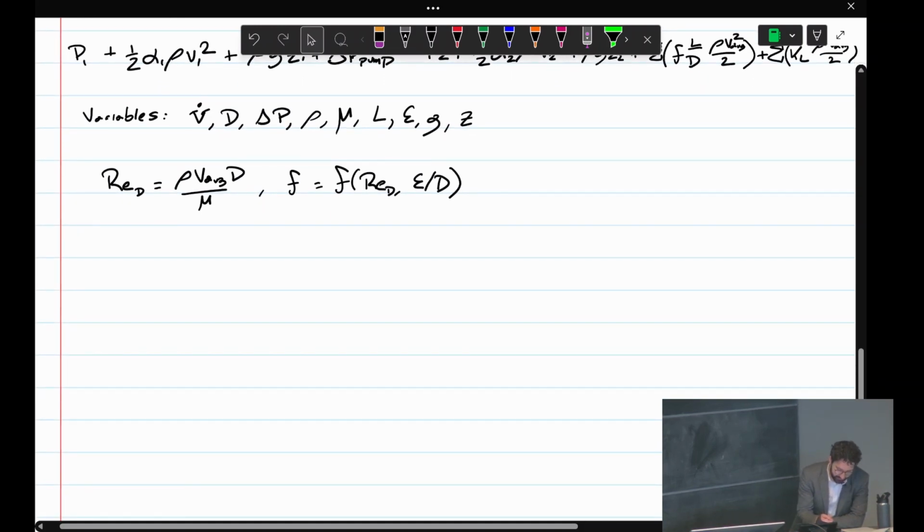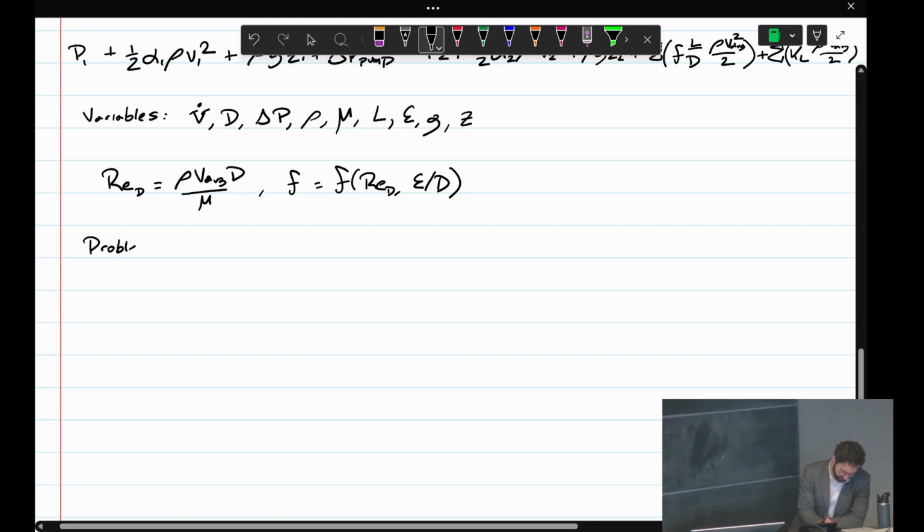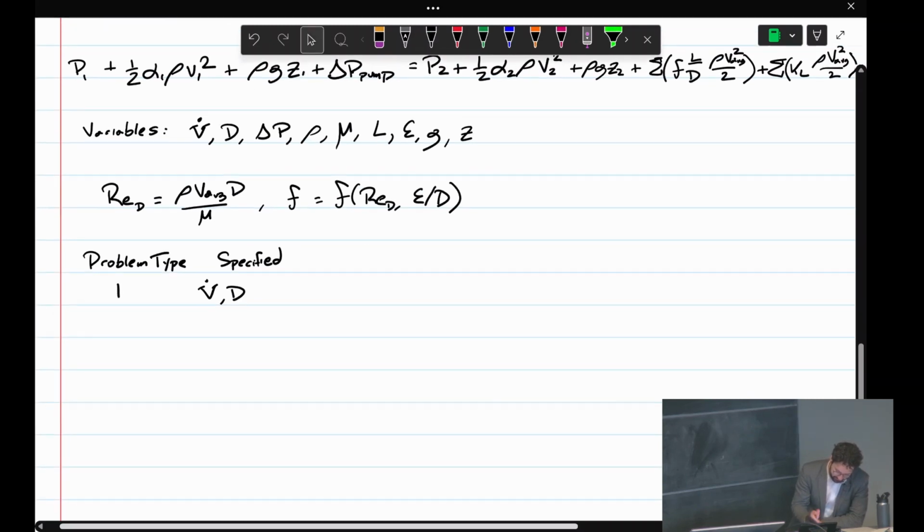So there are three types of internal flow problems. It will maybe help you approach the problem before you start solving it to figure out which type of problem it is. So we'll call it problem type. The first problem type is where we have specified some volumetric flow rate and a diameter. Okay, let me just clarify. So these will pretty much always be specified.